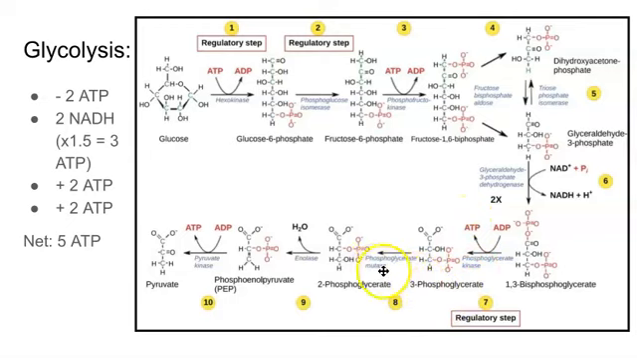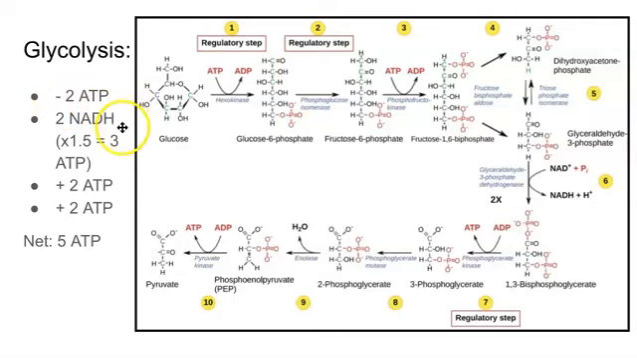Then phosphoglycerate mutase is going to form it into 2-phosphoglycerate, go through enolase, so H2O will come off, and then we're going to form phosphoenolpyruvate, PEP. Then through an ADP, we're going to form an ATP through pyruvate kinase and get pyruvate as our end product. So all in all, in glycolysis, we have to use 2 ATP right off the bat.